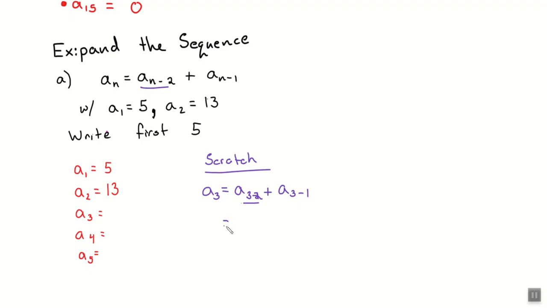Okay, we'll clean it up a little bit more. What is 3 minus 2? So I can make this subscript nice. So a sub 3 is allegedly going to be a sub 1 plus a sub 2. Do we know those two terms? What's a sub 1? What's a sub 2? Can you guys add those up? Hey, it's 18.